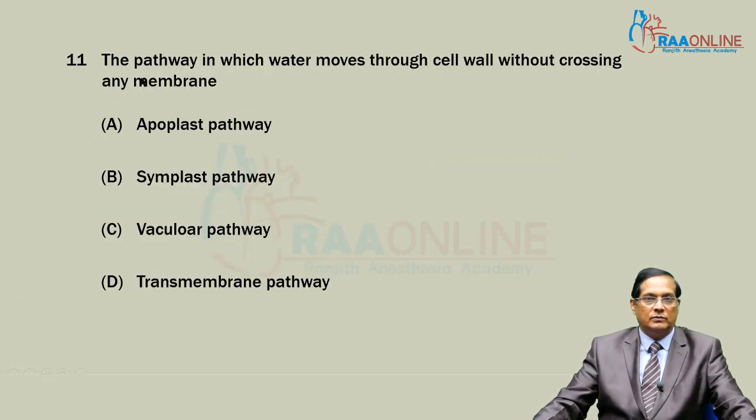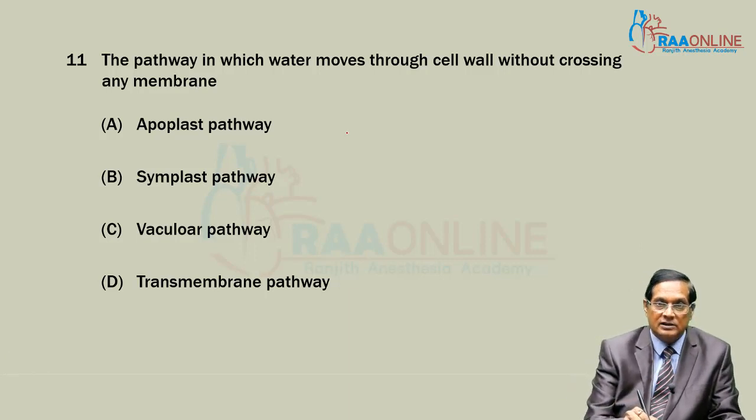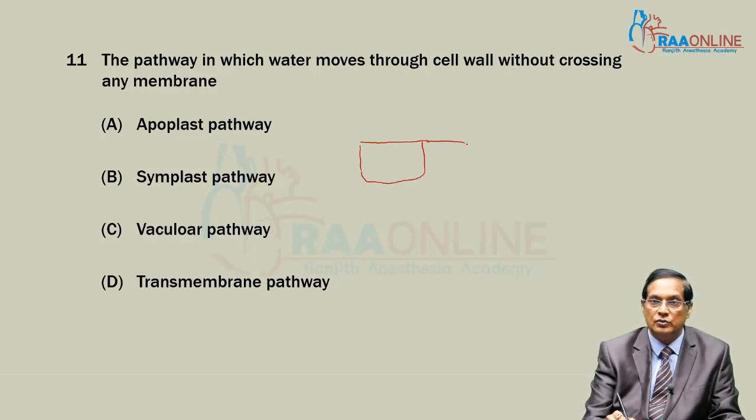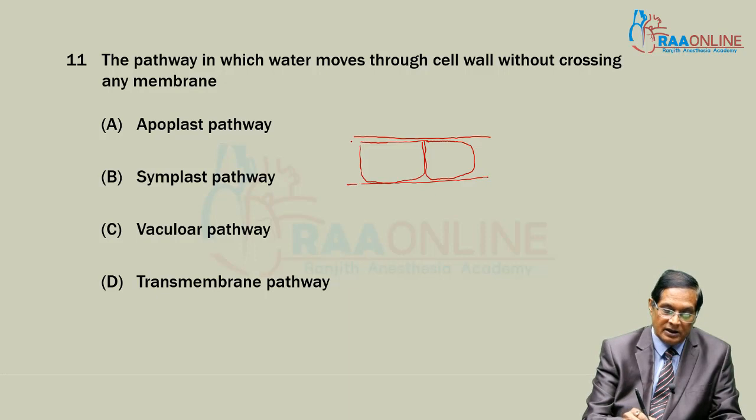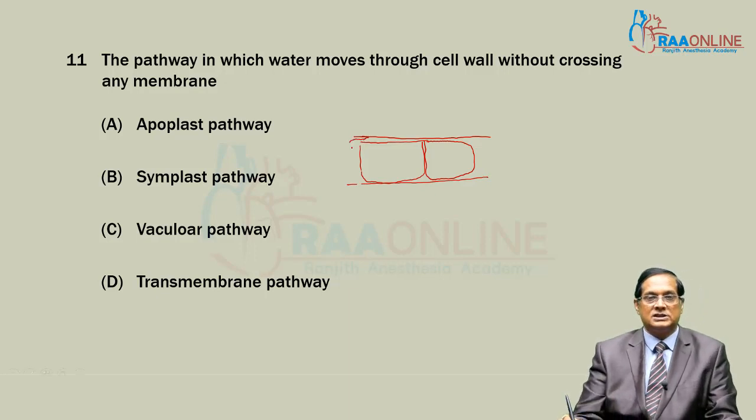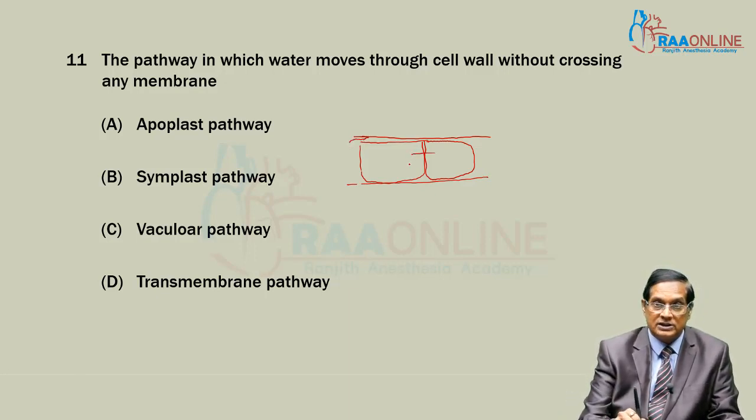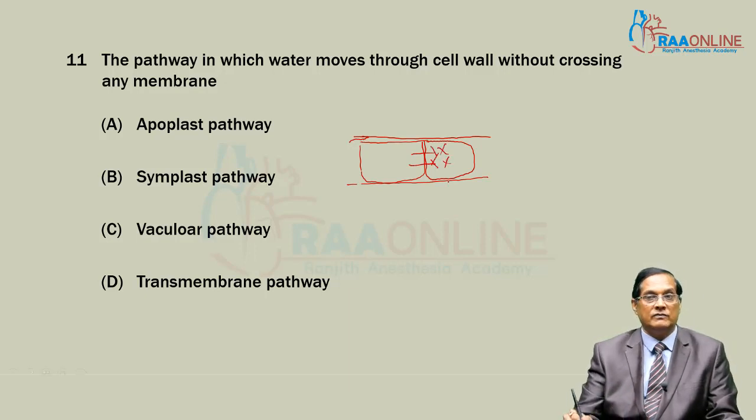Question number 11. Pathway in which water moves through cell without crossing any membrane. That is, through non-living space. These are the two cells. This is cell 1 and this is cell 2, and this is the space between cell wall and the membrane. If water moves through this space, it does not cross the membrane. Membrane is not at all involved.